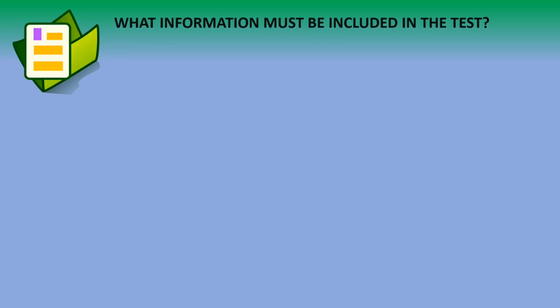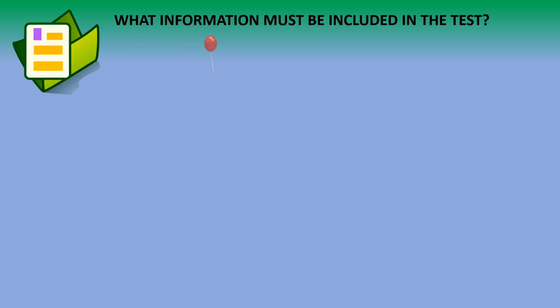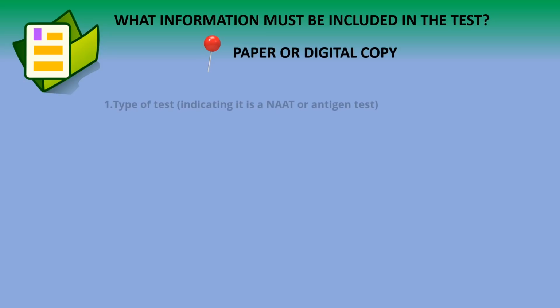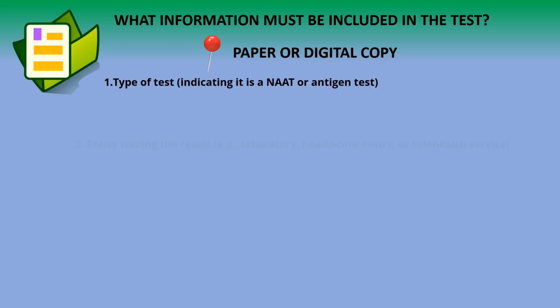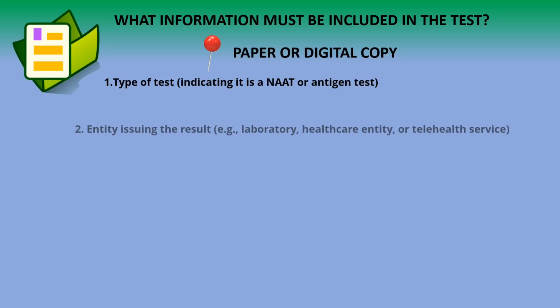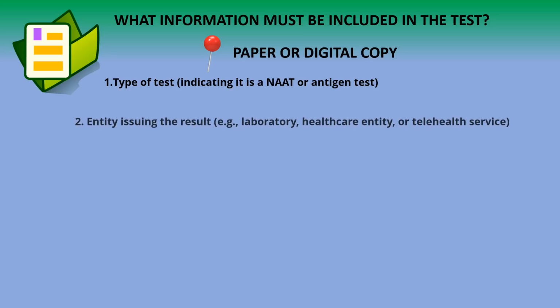Let's talk about the information that must be included in the test. You can either present a paper copy or a digital copy. So it doesn't matter if it's on paper or email or a certification. First requirement, the type of test must be included, indicating it is a NAAT or antigen test. Second requirement, entity issuing the results such as a laboratory, healthcare entity, or telehealth service. So this must be indicated.